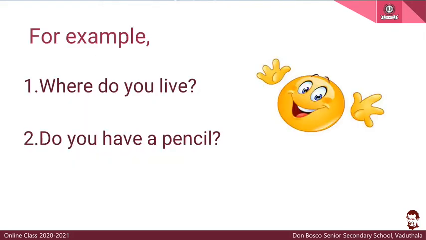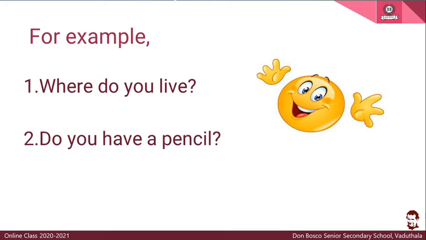The first one, where do you live? It is asking you something to get the information, isn't it? Yes. Second one, do you have a pencil? Yes, that's also asking you something. So these are the examples of questions.